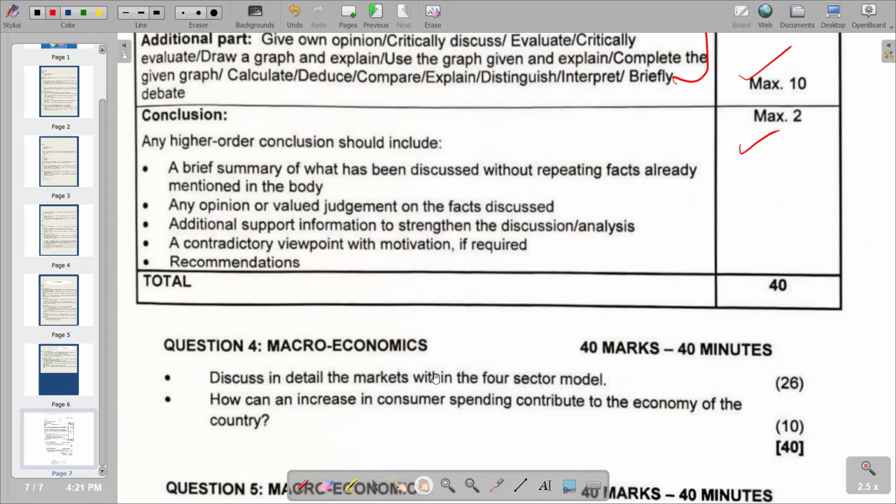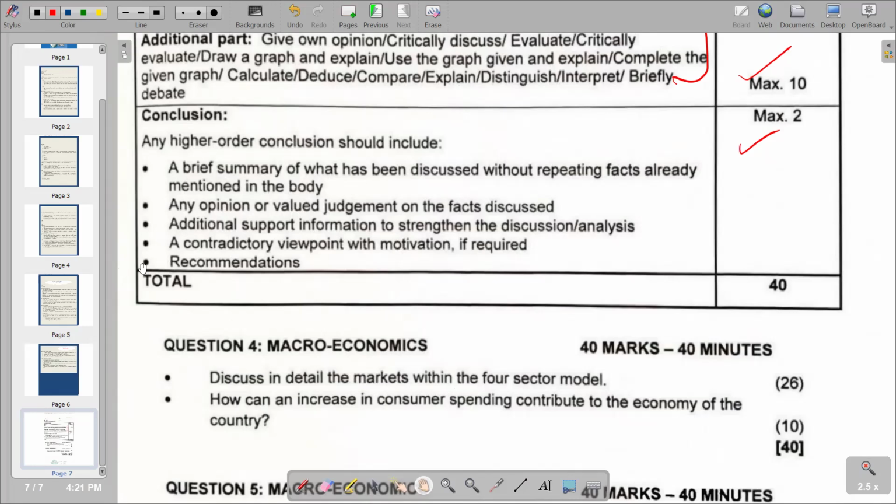So you go to the main part now. The main part, that's where we are going to answer the first part, whereby we are saying, discuss in detail the markets within the 4-sector model. So remember, we've got the product market. We're also going to have the financial market. So those are some of the markets that we are going to include there. So we are going to start with the product market.